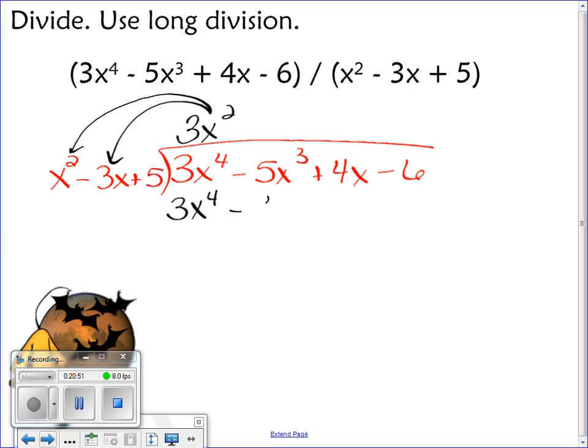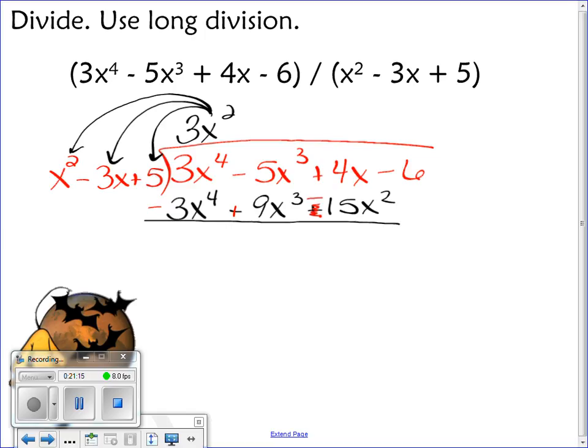9x cubed, minus 9x cubed. Multiply here. Plus 15x squared. We have to change our signs. So that becomes a minus, that becomes a plus, and this is going to become a minus. It's important that we take the time to change those signs.